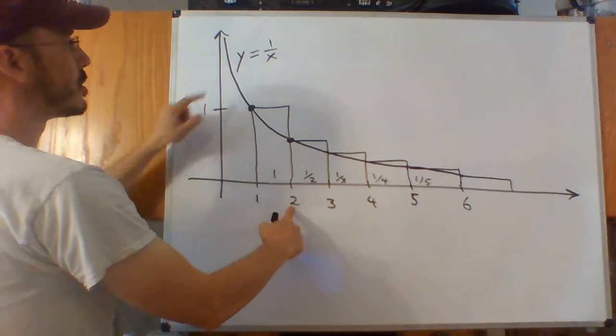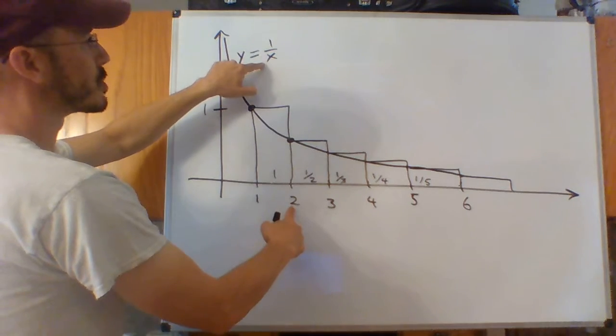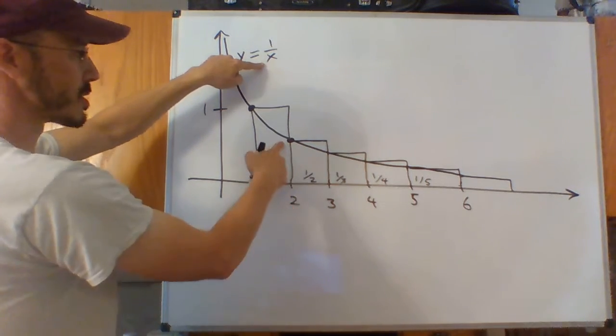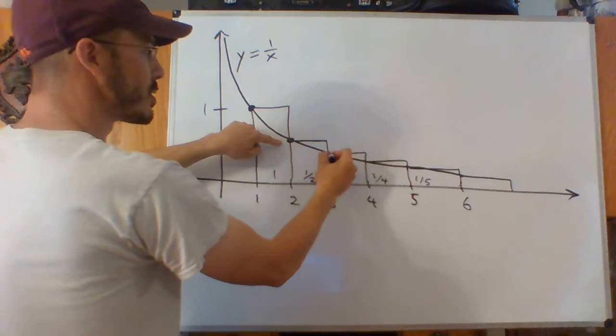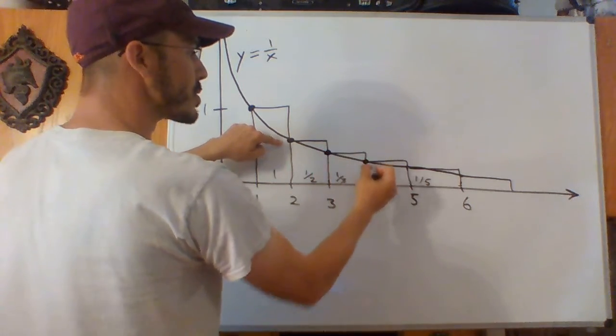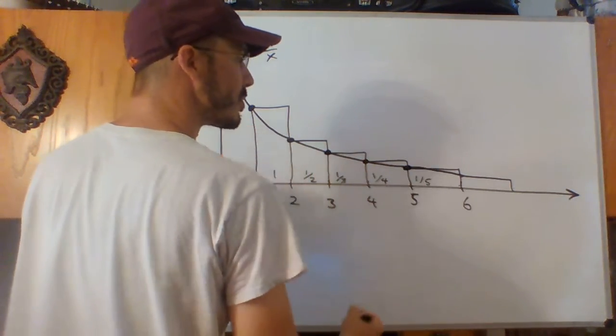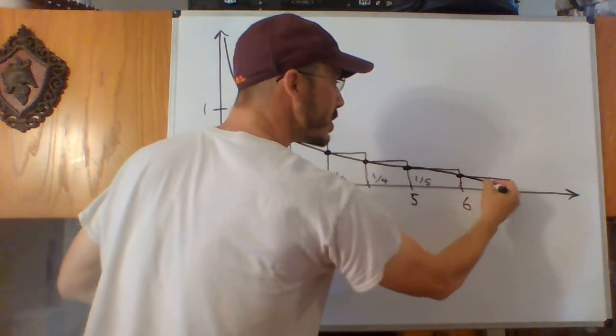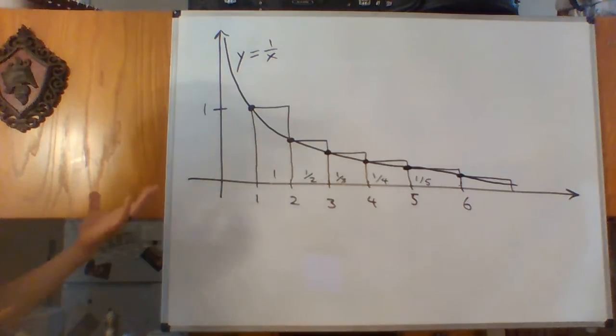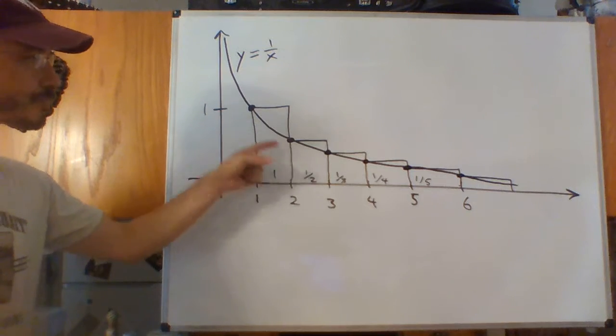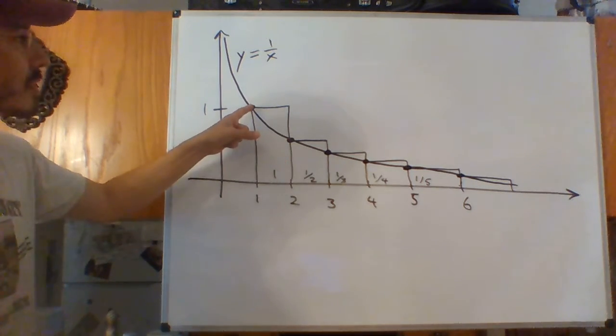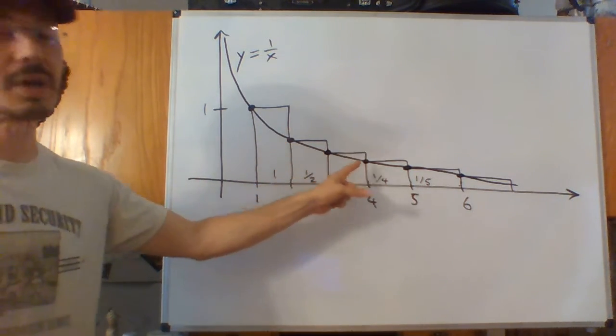X equals 2, y equals 1/2. And there's the value of 1/2. X equals 3, y equals 1/3. X equals 4, y equals 1/4. X equals 5, y equals 1/5. And so on. And that curve kind of follows along with, I guess, the top left corner of each rectangle.